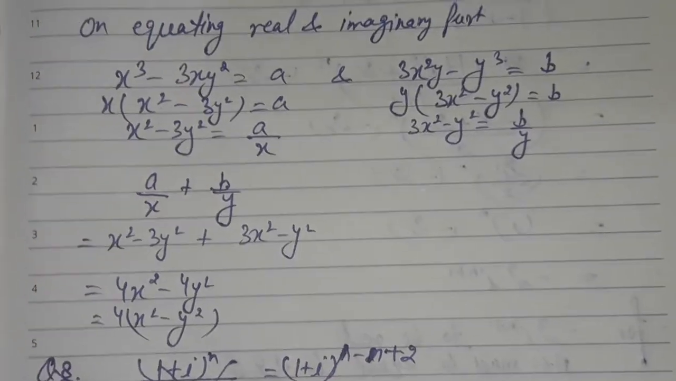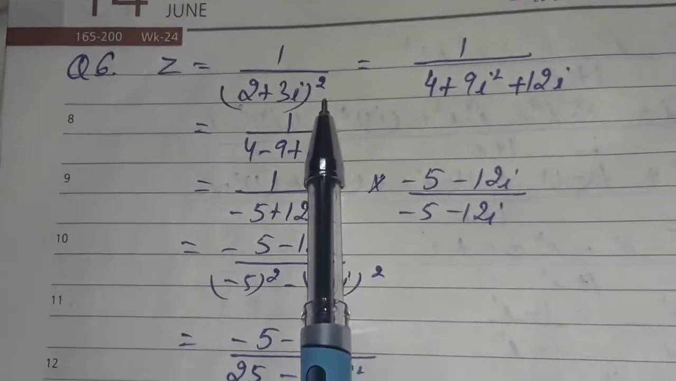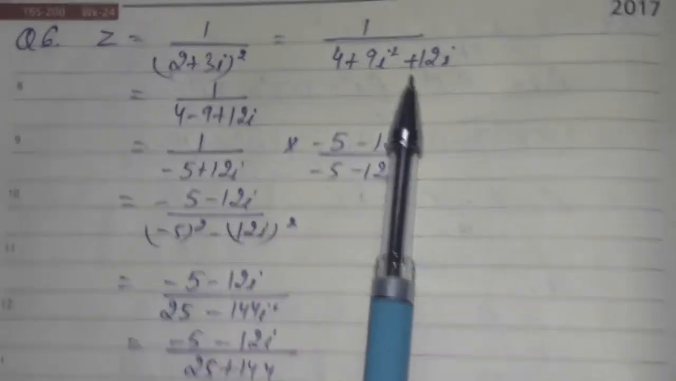This is question number 6. In question number 6, we are given the complex number z equals 1 upon (2 plus 3 iota) whole square, and we have to find the mod of z. Simply expand it. We get here minus 5 plus 12 iota. Now multiply with its conjugate.